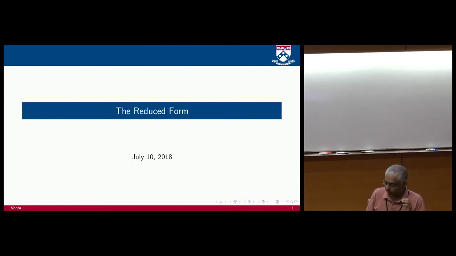So what I chose as the topic was the reduced form representation in mechanism design. There are a number of papers that have used it, but to my view, the treatment of the reduced form tends to be mysterious. So what I want to emphasize is, how does one arrive at the reduced form? And second, why should you care about using the reduced form?